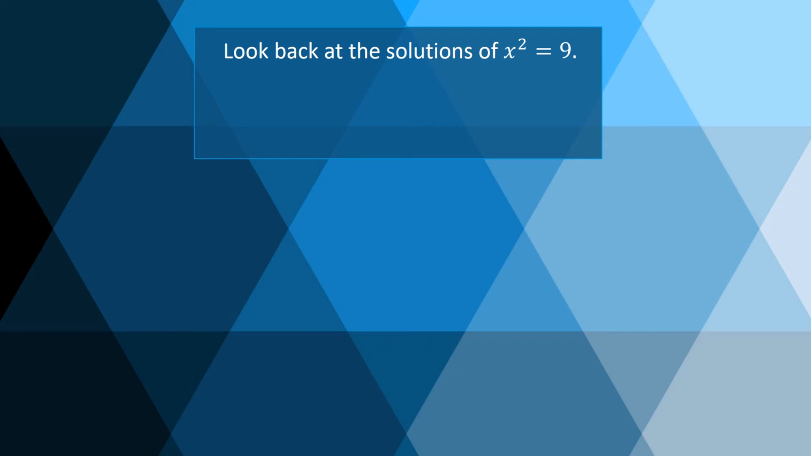Look back at the solutions of x squared equals 9. We found x to equal negative 3 and x to equal positive 3. Let's check these. If I plug in a negative 3 in for the original equation, negative 3 squared does equal 9, which means 9 equals 9, and that's true, so it works. Let's check the other solution. I plug in a positive 3, 3 squared does equal 9, and 9 equals 9 is a true statement. It also works.